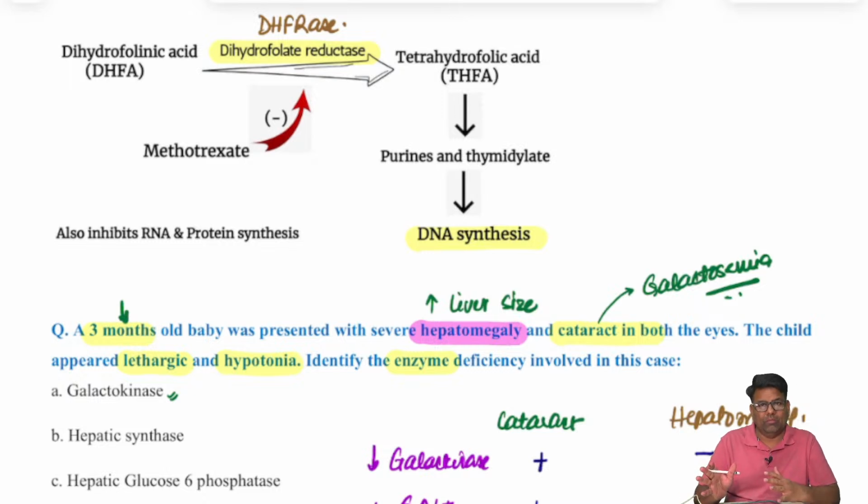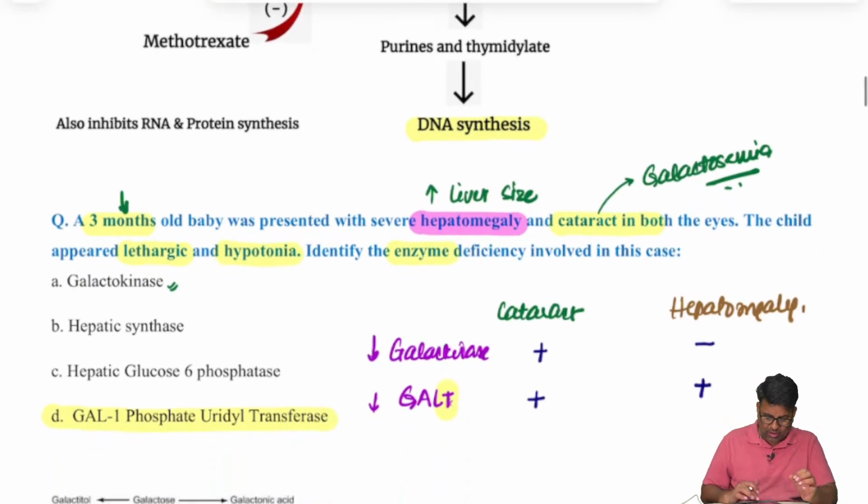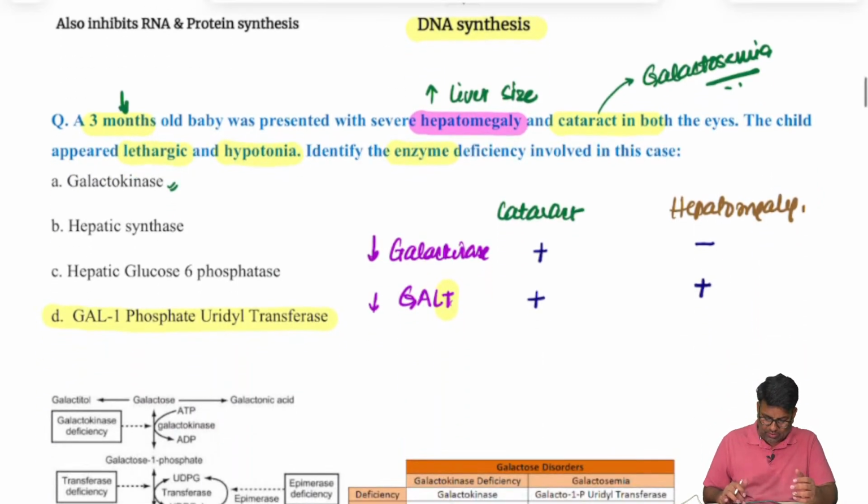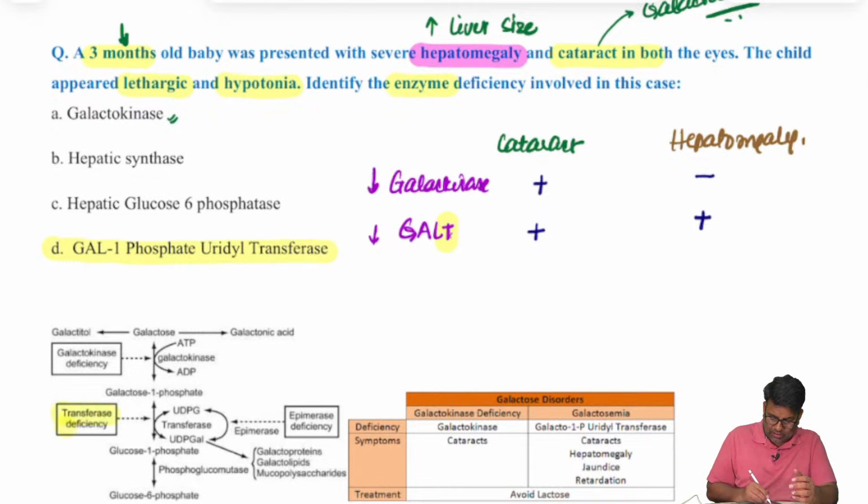So it is going more in favor of deficiency of the GALT, which is actually the transferase enzyme, right? So this is a transferase enzyme, galactose 1-phosphate uridyl transferase. This is the transferase deficiency which I'm talking about. And here you can see there is cataract with hepatomegaly. Please remember this. Of course, you can have other features like jaundice or mental retardation as well.